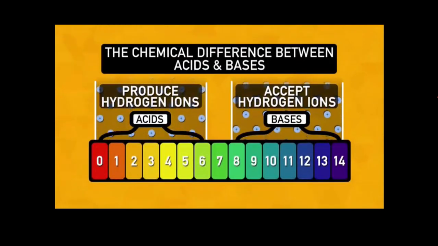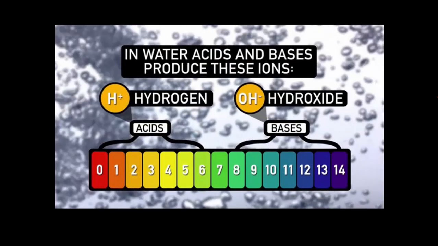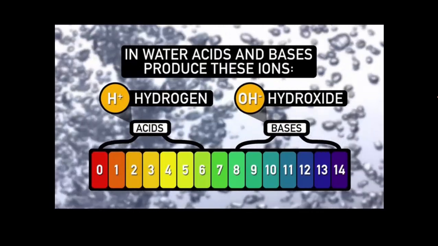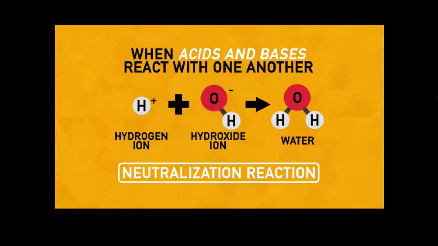Chemically, the difference between acids and bases is that acids produce hydrogen ions and bases accept them. In water, acids produce H+ ions and bases produce OH negative ions. In reactions between acids and bases, hydrogen ions will react with hydroxide ions to make water. This type of chemical reaction is called a neutralization reaction.